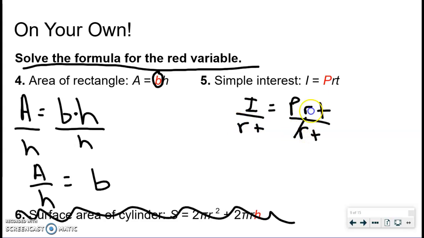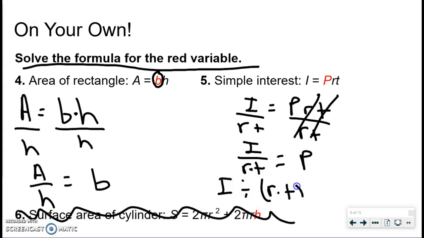R and T. These cancel each other out, so that's how I get my P by itself, and I just leave it as I divided by RT. And that's it. Making sure this R and T stays together because they are multiplied together. So if you actually wrote it out linear, it'd probably look something like this. All right? And let's make sure to get to one more here. Again, take it slowly. It gets confusing because there's so many variables and we're very used to having maybe just one variable in our equations.